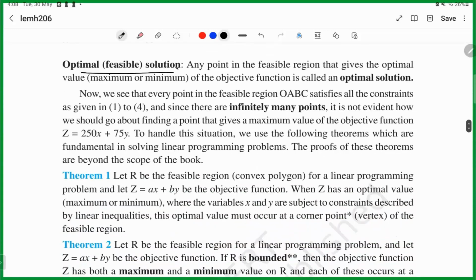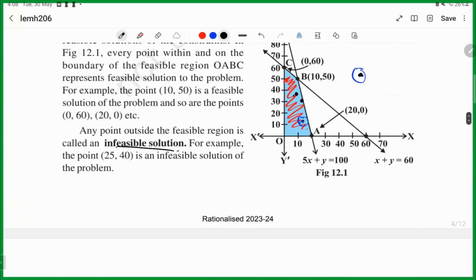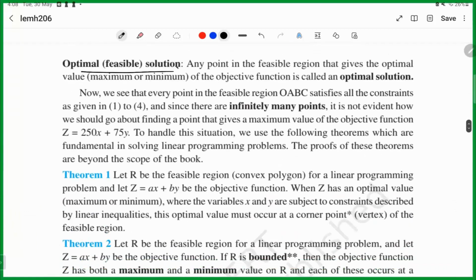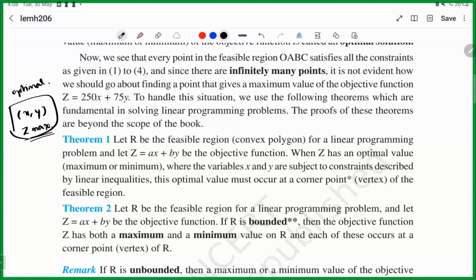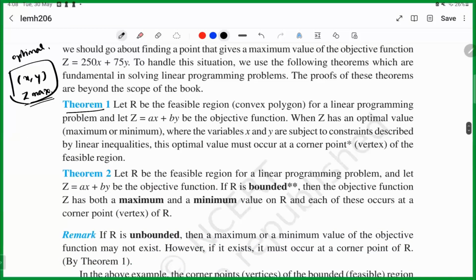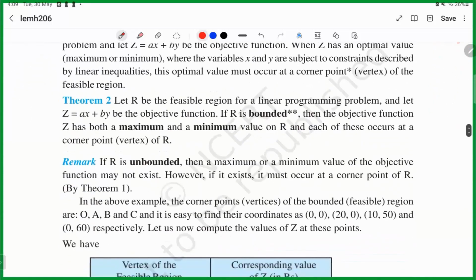Now you see that there are infinitely many points within a given region, right? So how would you try to find out the optimal point? Optimal point meaning the point (x, y) such that z is maximum. That is the definition. The way you do that is, this is a theorem. If R is a feasible region, some region like that, then the theorem says that the optimal points can only occur on the vertices or the sharp edges, the corner points.